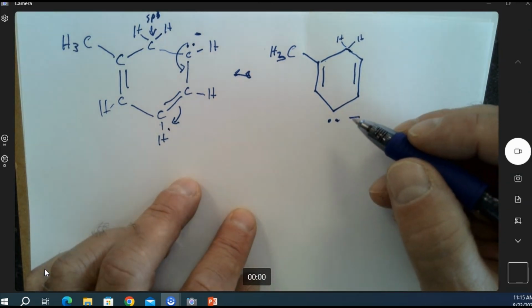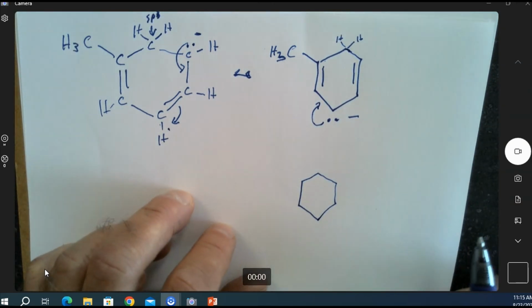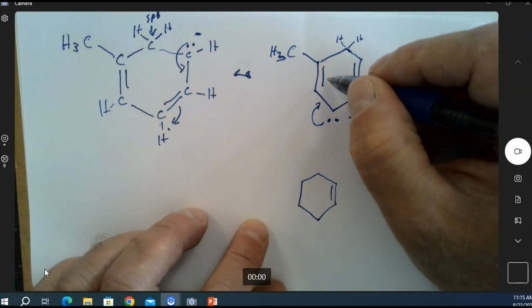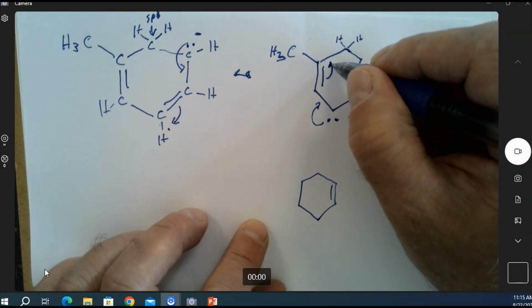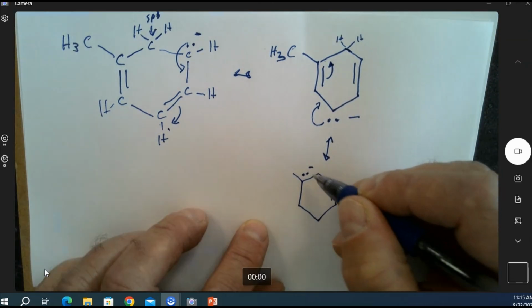Alright, then what can happen? These can jump in there. You can see how that's a lot easier to draw. And if those move that way, this has to jump up like that. Get my resonance arrows. Where did the electrons go?